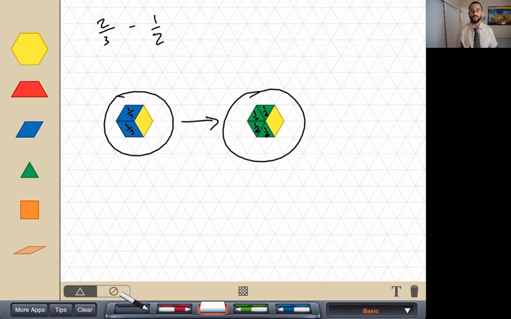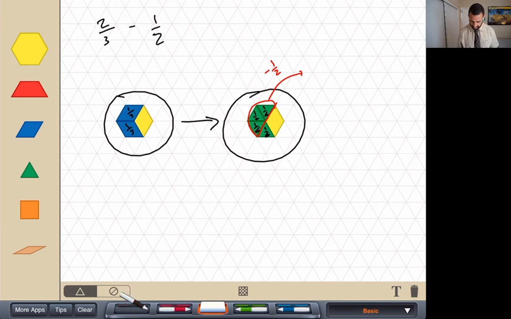And then the next thing I'm going to do is select 1/2. And again, it's 1/2 of what? It's 1/2 of the unit. So 1/2 is actually right here. And I'm just going to say minus 1/2. There we go. That is 1/2.